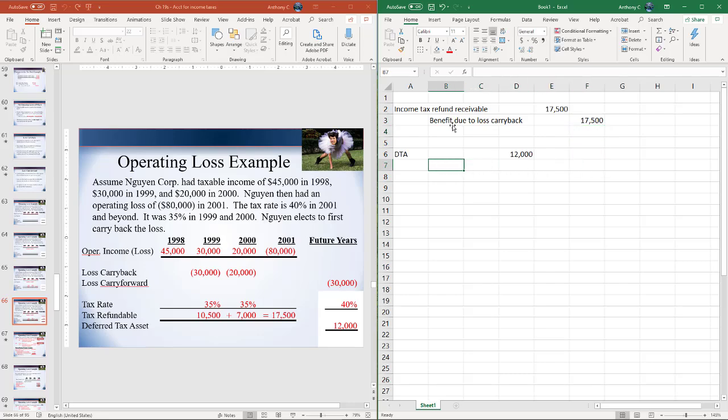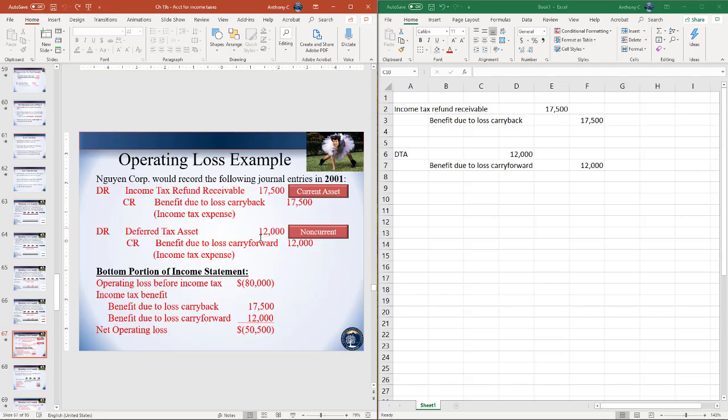And then for a DTA, we're getting the DTA due to a loss carry forward. So we have a benefit due to loss carry forward of $12,000. Instead of making the debit or the credits here to benefit due to loss carryback or carry forward, we could also just directly credit income tax expense.